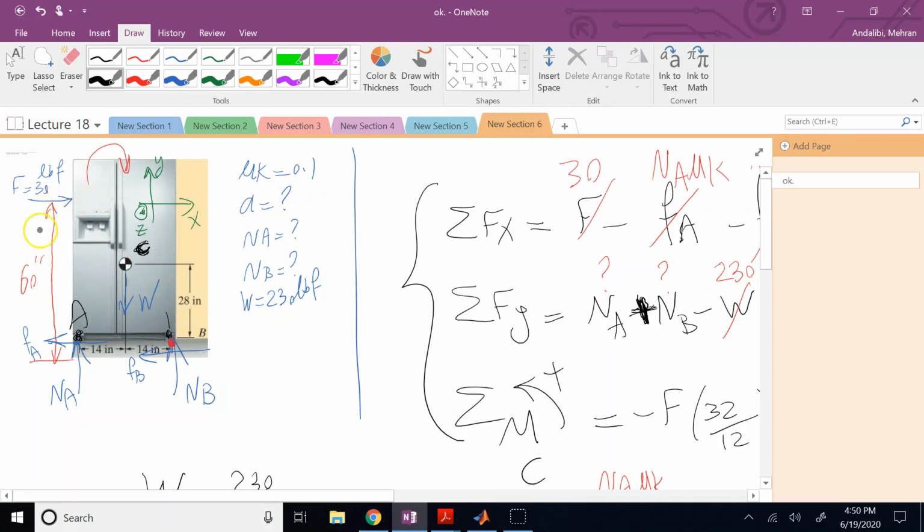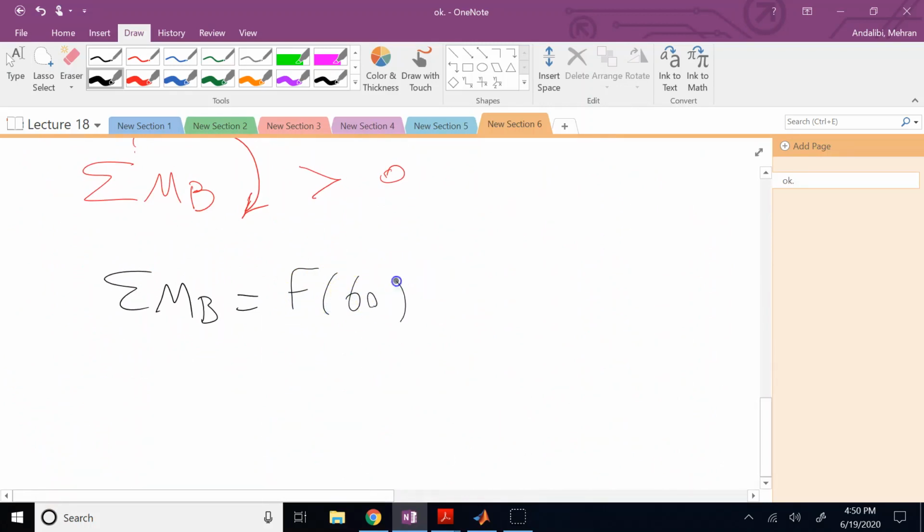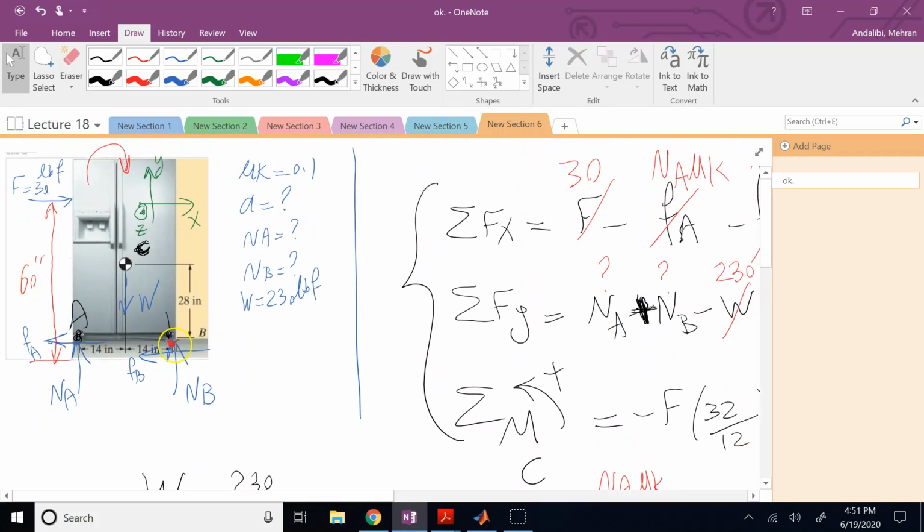The moment of F about B is clockwise, the moment of W is counterclockwise. The arm from F to B is 60 inches, the one from W is what? 14 inches. So it is going to be F times 60 inches minus W times 14 inches, right? If you want, we can divide them by 12 too to convert them into feet, but it's not going to change the sign. But F is what? 30, and W is what? 230. And if you calculate this number, you clearly see this number is 1800, and this number is way more than 1800, right? This is more than 2000. So actually, the sum of the moment is negative.